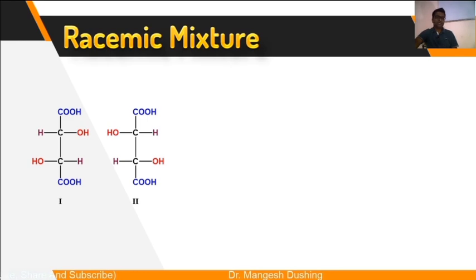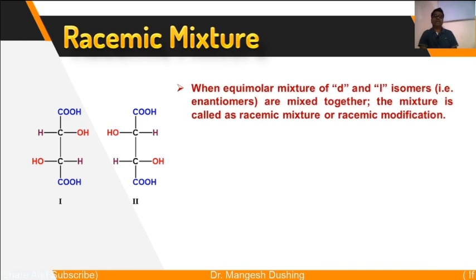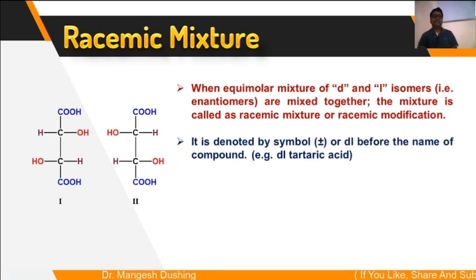Now what is a racemic mixture? When an equimolar mixture of D and L isomers, that is two enantiomers, are mixed together, the mixture is called a racemic mixture or racemic modification. It is denoted by the symbol plus-minus or DL before the name of the compound. For example, DL-tartaric acid means the racemic mixture of tartaric acid.